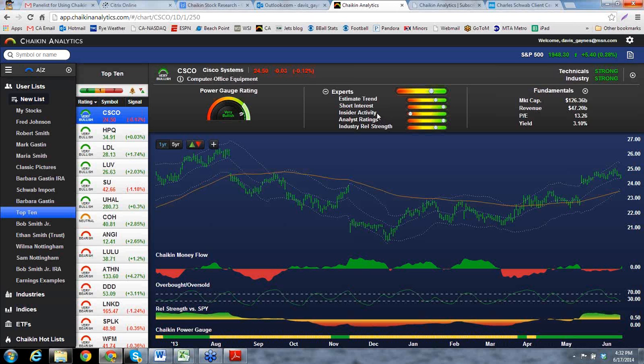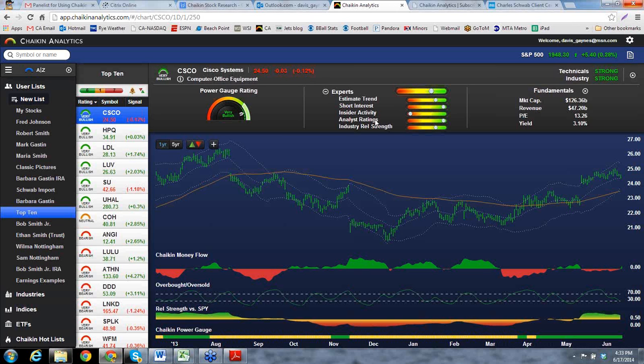Insider activity is similar. We're looking at net insider buying. So in this case, for example, there is not a lot of net insider buying. There are lots of good reasons why people sell stocks. So personally, I don't take this factor as a big negative when it's down here, but I do take it as a big positive when it's up here.